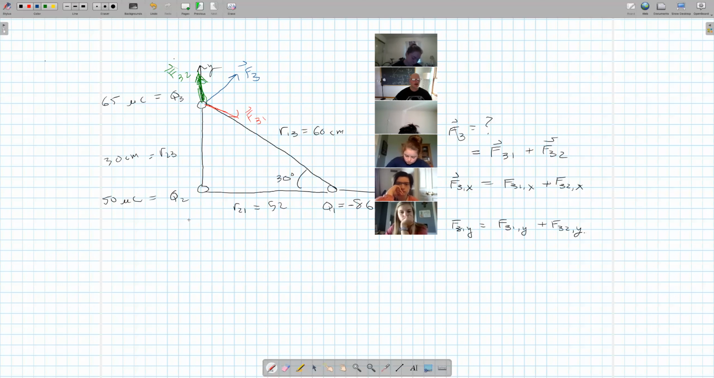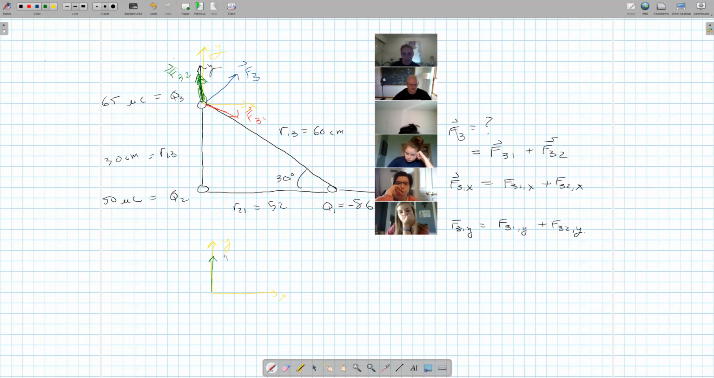Now what we want to do is break this total force up into components in the x direction and the y direction. To do that, let's move our coordinate system from the original one to something more useful, which is going to be here. Let's put this as my x-axis, and this is now my y-axis. So x points this way, y points this way.